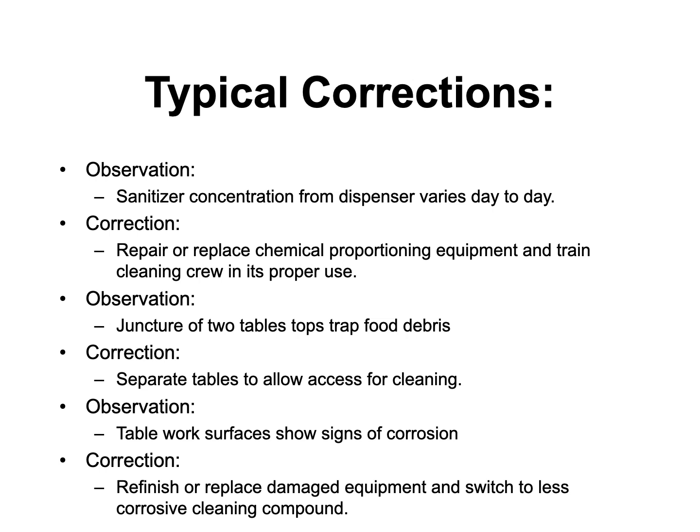Let's take a look at another thing. The table work surface shows signs of corrosion. Well, it's possible that the table could be refinished. More than likely, it might be a good time to replace the damaged equipment. And maybe take a look at our cleaning compounds and see if they're the cause of the corrosion of the table. So again, when monitoring, we may find areas where we need corrections. We're going to want to make sure we do those.